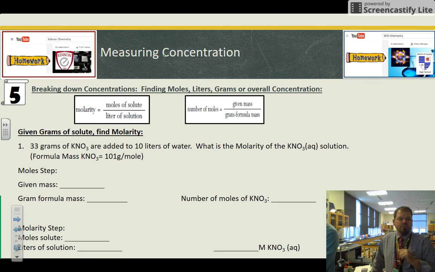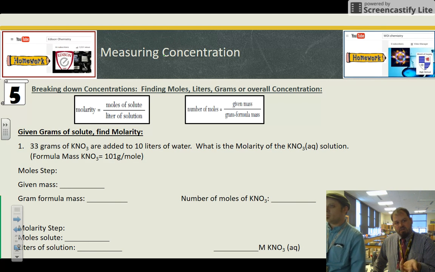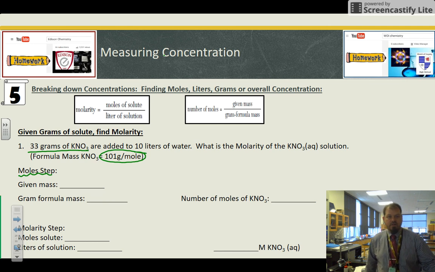Grams of solute for molarity. So this is the 2-stepper. Okay, this is the real deal. We have to go from grams to moles first. That's our mole step. And then we'll do the molarity step like we just did, but I was given molarity moles in the first one.